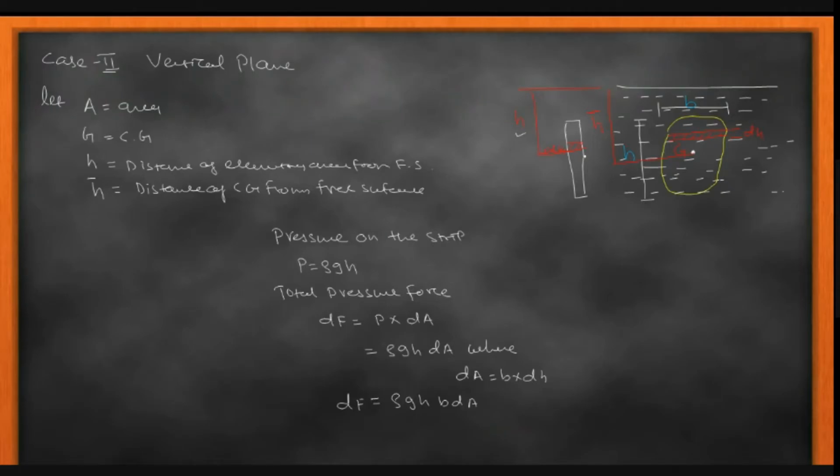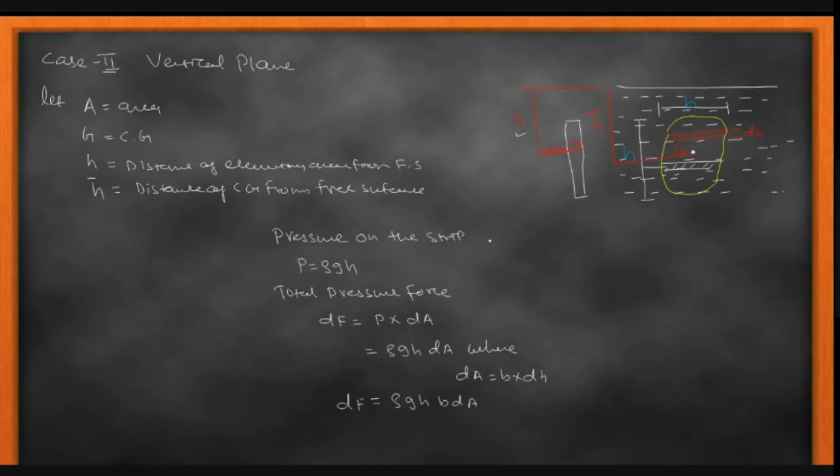But we are not analyzing only one strip. We have to analyze the total pressure force for the whole area. So we consider n number of strips. Suppose this is the first, this is the second strip, then I have to consider the third, fourth, fifth, like that. All these n strips work together, and that makes the whole area.